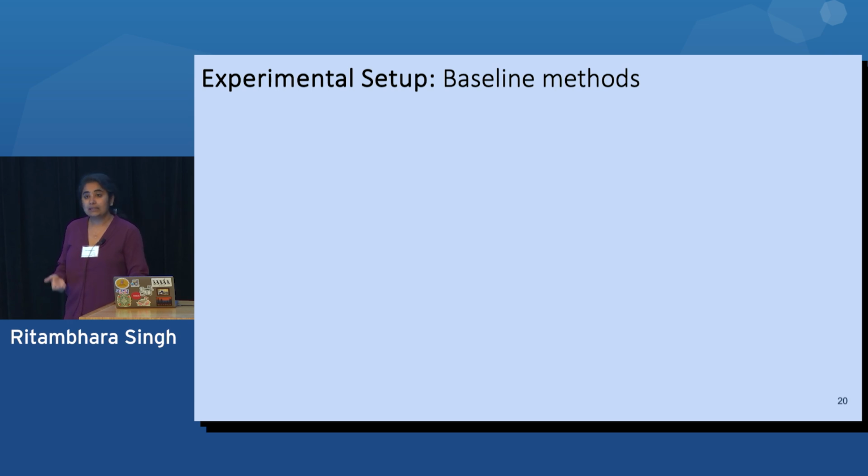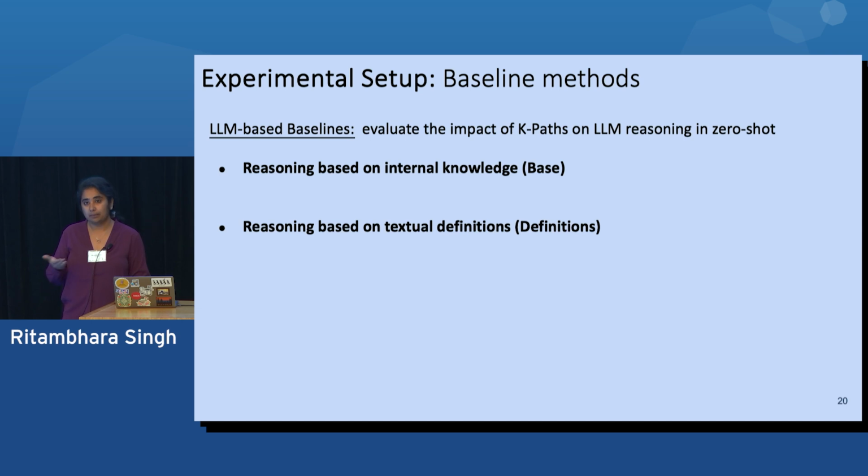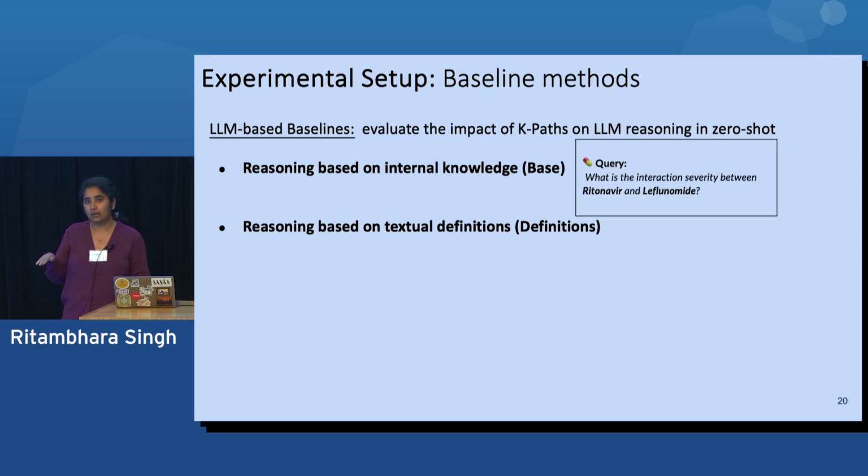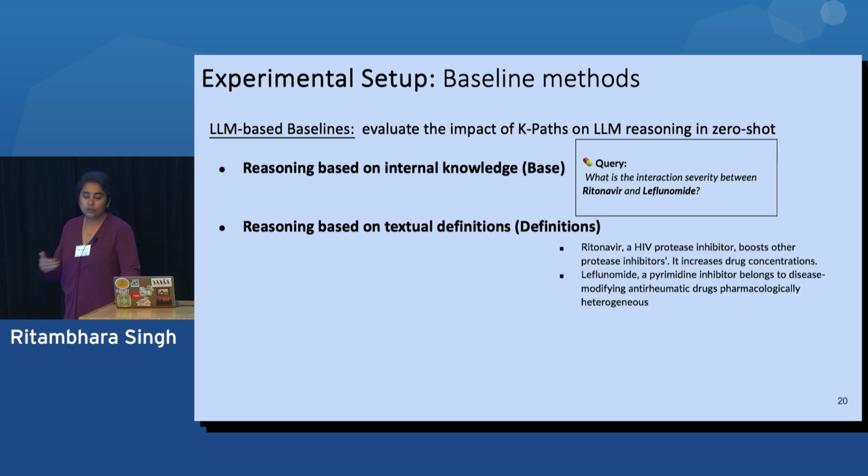In terms of baseline methods, for the evaluation of the zero-shot performance, we picked large language model-based baselines. We had 2 settings for them. One was just the very base setting, which is if we just feed in the query, how much information we can get from the general knowledge that the model has. And then the other setting was we also added definitions of the 2 entities for which we were trying to make the prediction. So if there were 2 drugs, we added the definitions of these drugs as additional query input.